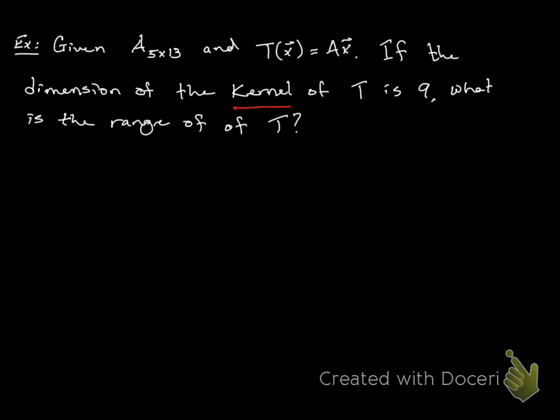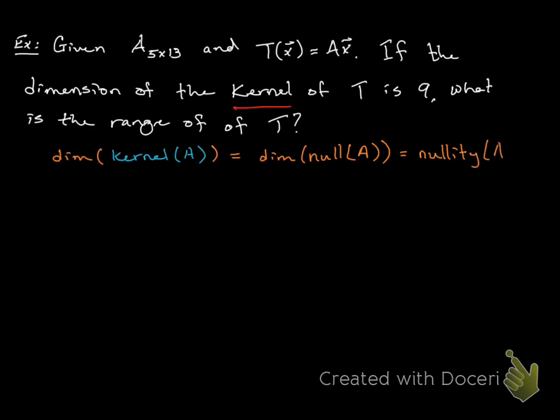So I want to dissect A and identify what's going on. We think about the kernel as the set of solutions to T of x equals 0, and in this case, that's A of x equals 0. As we saw in the last example, the dimension of the kernel is the dimension of the null space of A, which is really the nullity. Here that's given as 9.